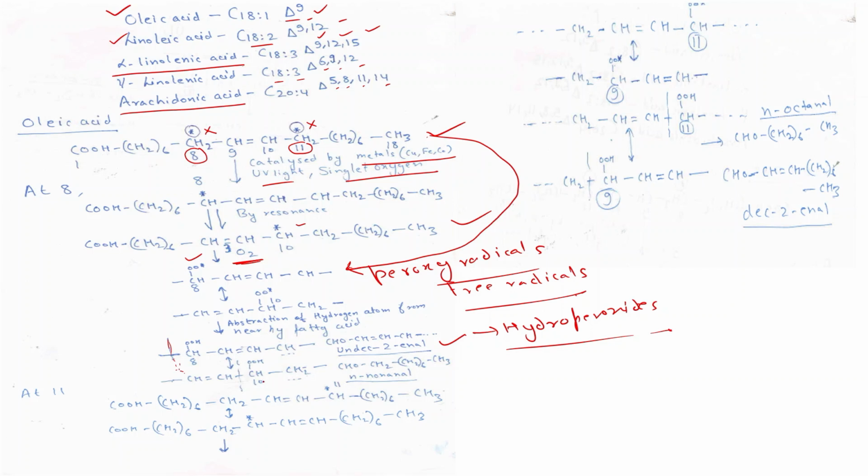And if the free radical formation is at 10, then the bond will break from here, and we will have the n-nonenal, because there are 9 carbon atoms, and then this is an aldehyde, so n-nonenal formation will take place. So these are the two possible aldehydes which can form from the autoxidation of oleic acid.